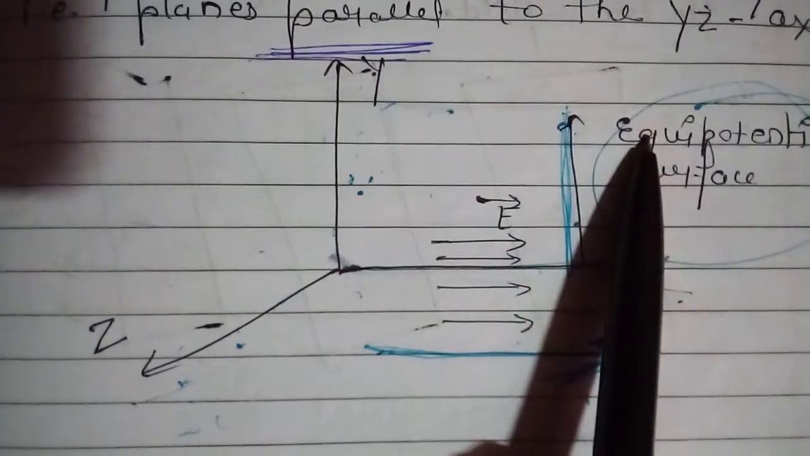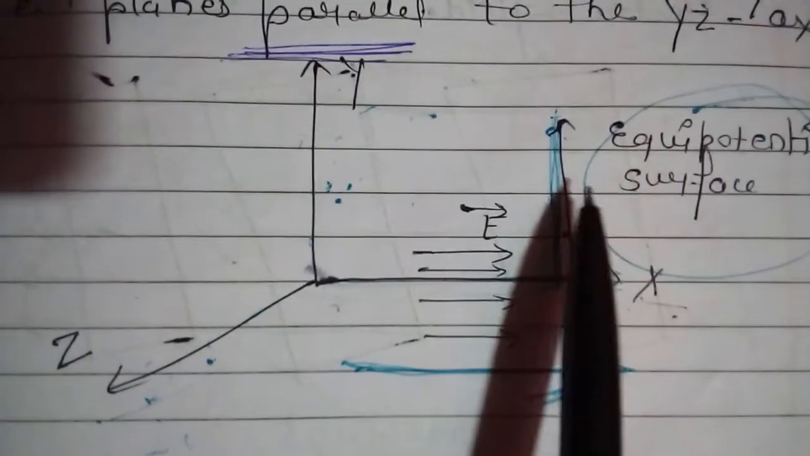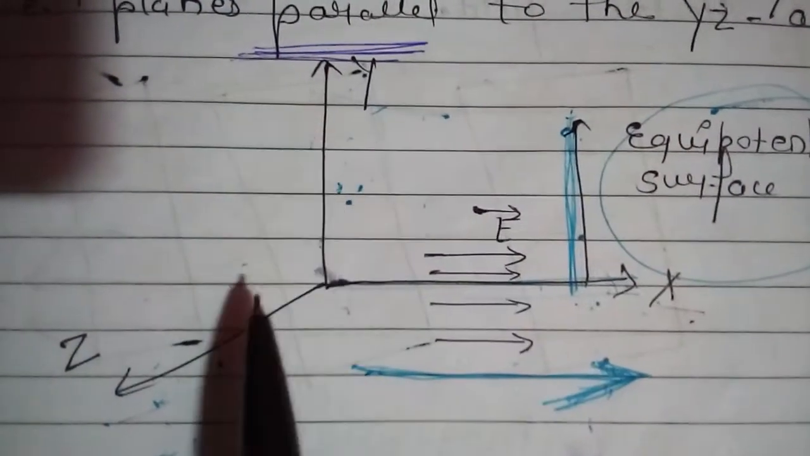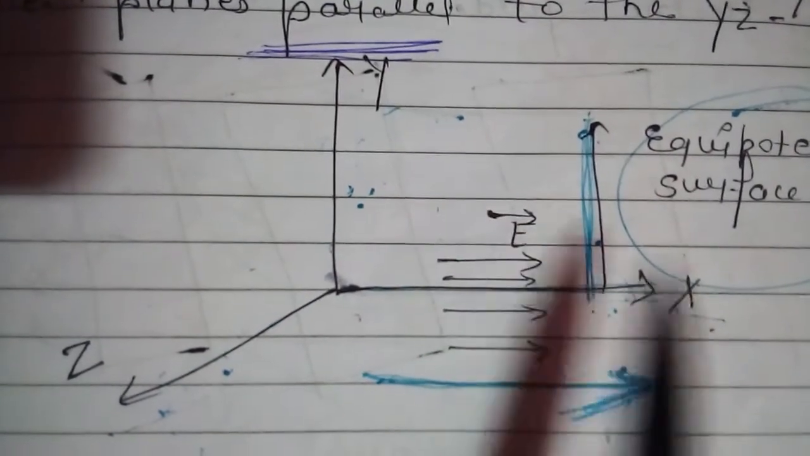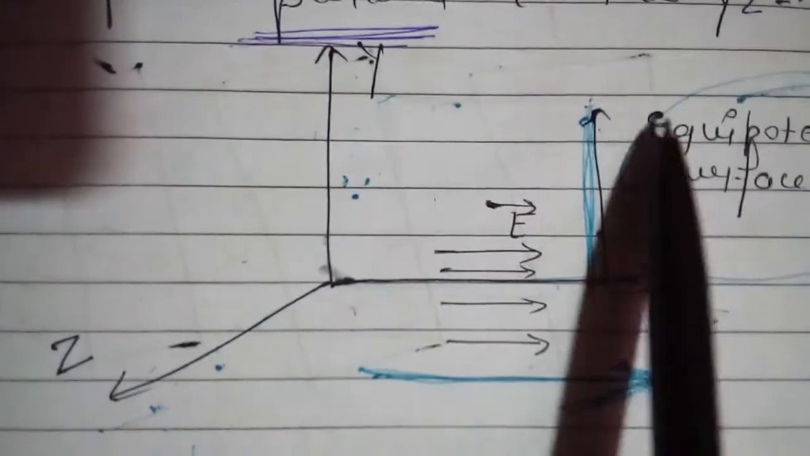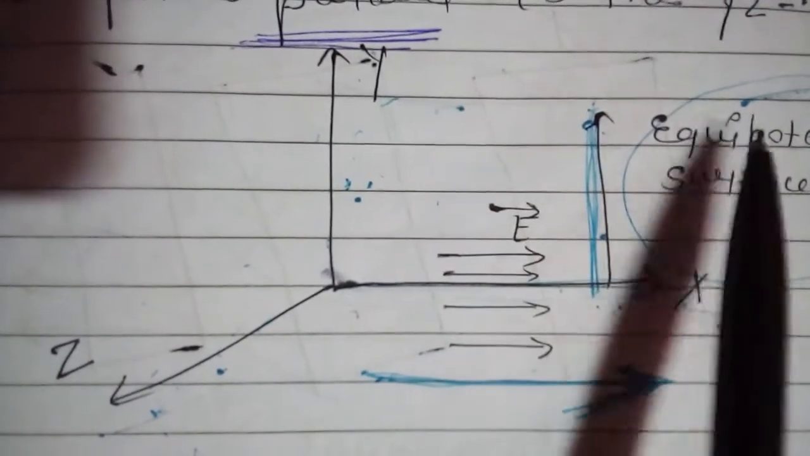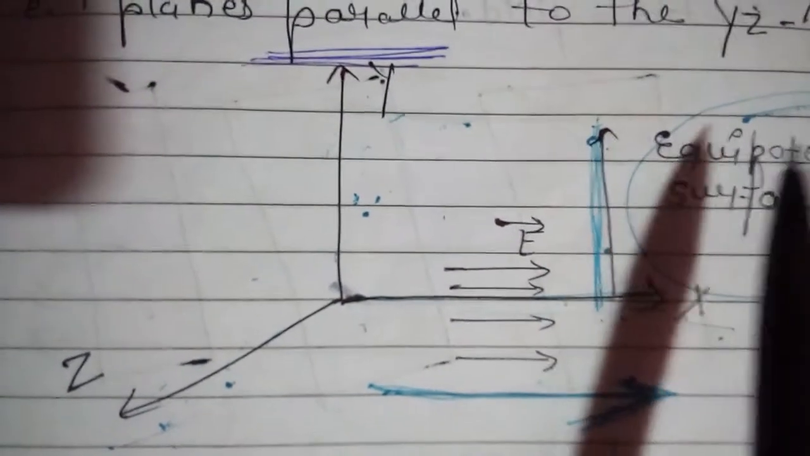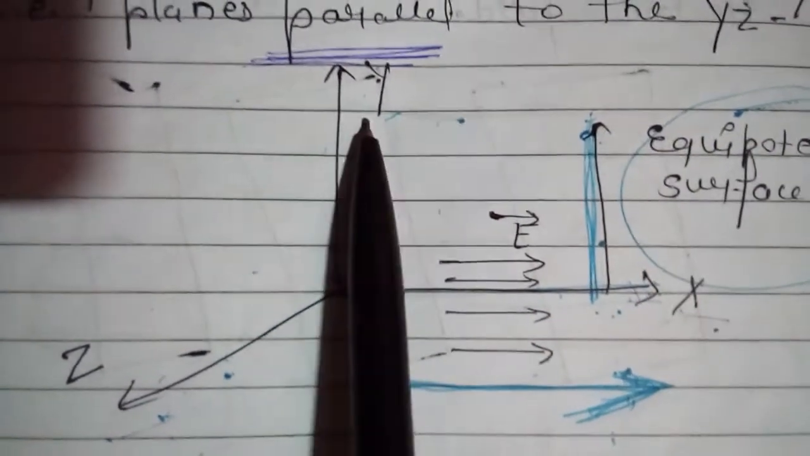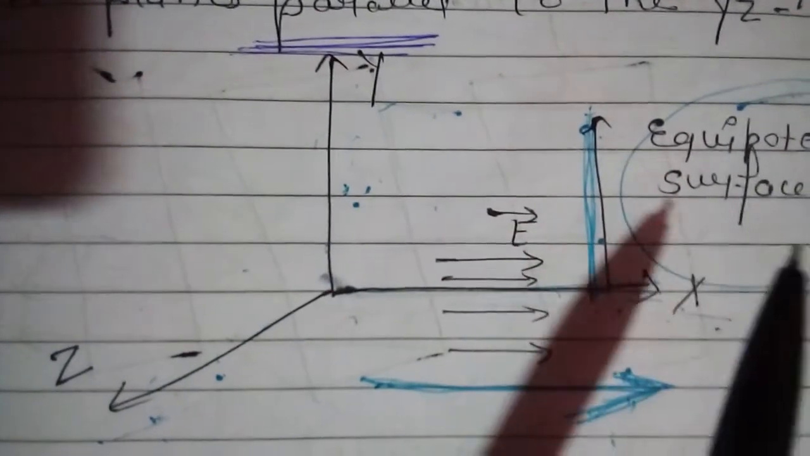See, the equipotential surface is always normal to the direction of the electric field. The electric field is parallel to the x-axis, and the equipotential surface is perpendicular to the electric field. It means the equipotential surface will also be perpendicular to the x-axis. So this equipotential surface will be parallel to the y and z axes, because x, y and z are perpendicular to each other.